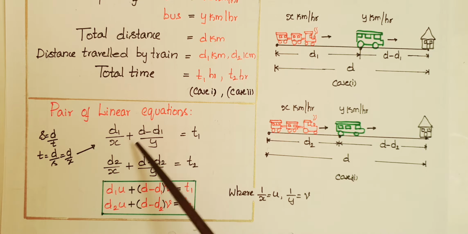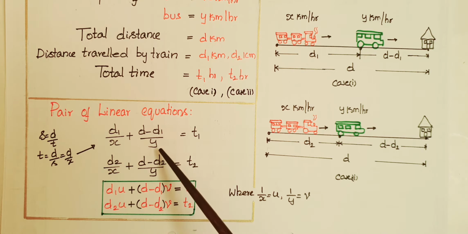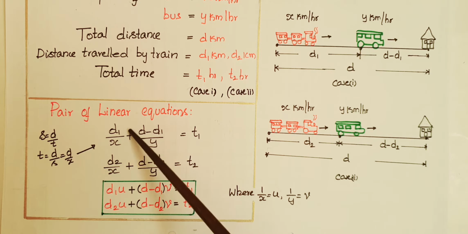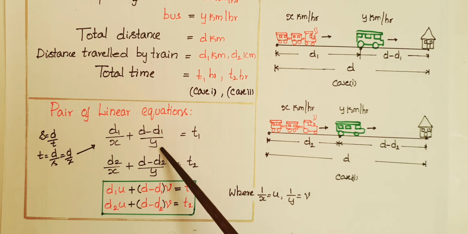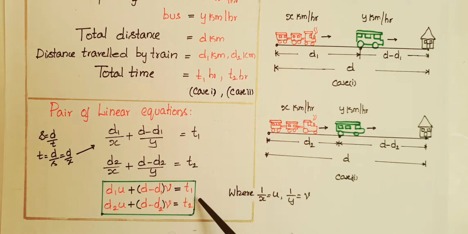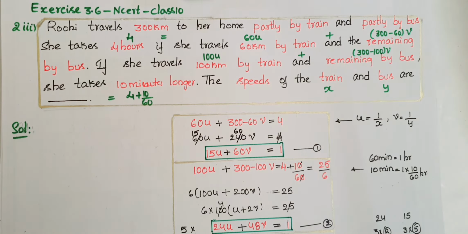So here in these two equations the x and y values are in the denominator, so it is difficult to calculate x and y values if they are in the denominator. So we can assume 1 by x is equal to u and 1 by y is equal to v. Then d1 u plus d minus d1 into v is equal to t1, because d1 into 1 by x is u, and d minus d1 into 1 by y is v. In the next case, d2u plus d minus d2 into v is equal to t2. So these are the pair of linear equations we can apply in the problems directly, and we can calculate x and y values easily.